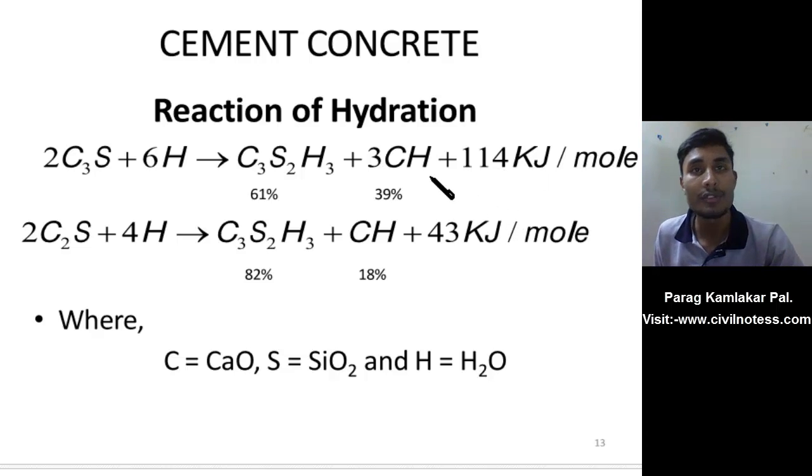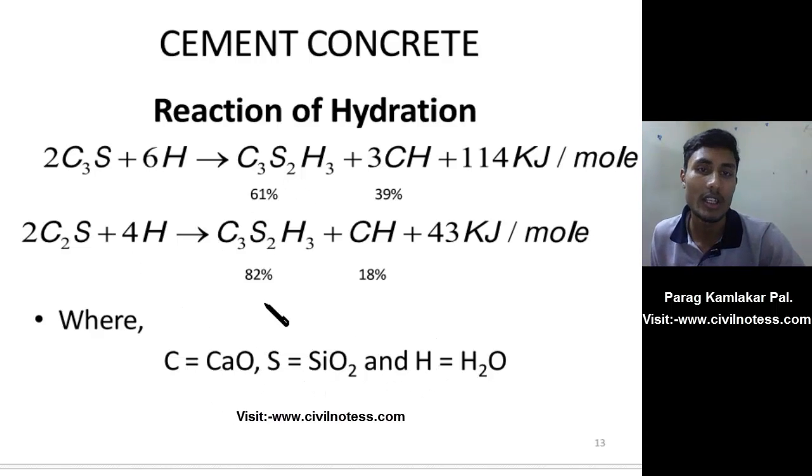From this observation, we can conclude that the 114 kilojoule is released during the starting 7 days. This helps to gain strength in the first 7 days, and after that the 43 kilojoule per mole, that is dicalcium silicate, helps to gain strength after the 7 days. Now, what does the notation C-S-H denote?